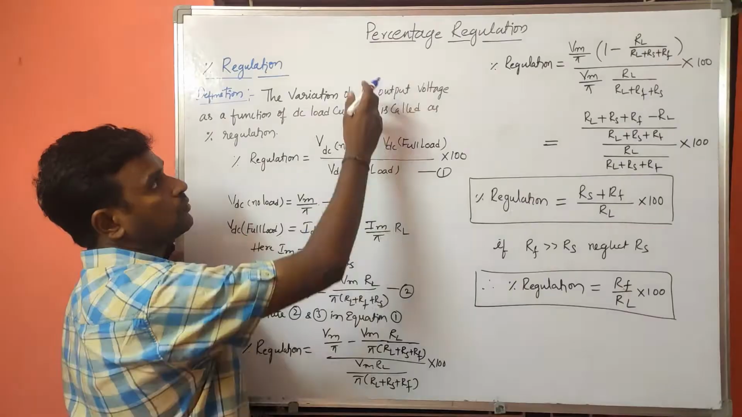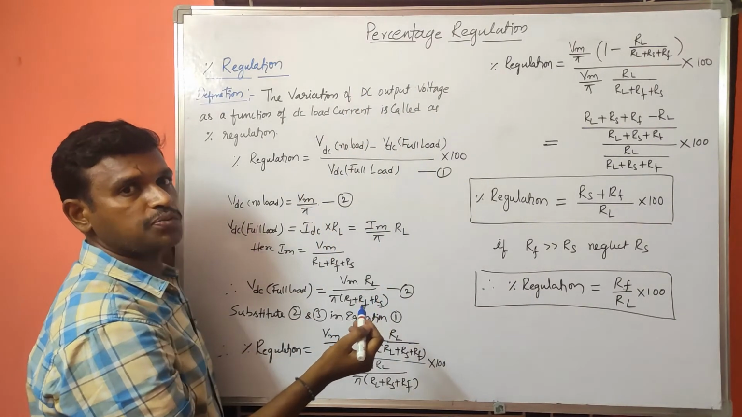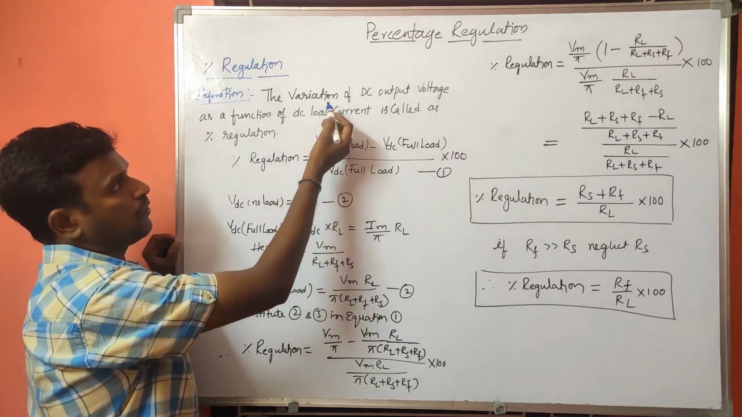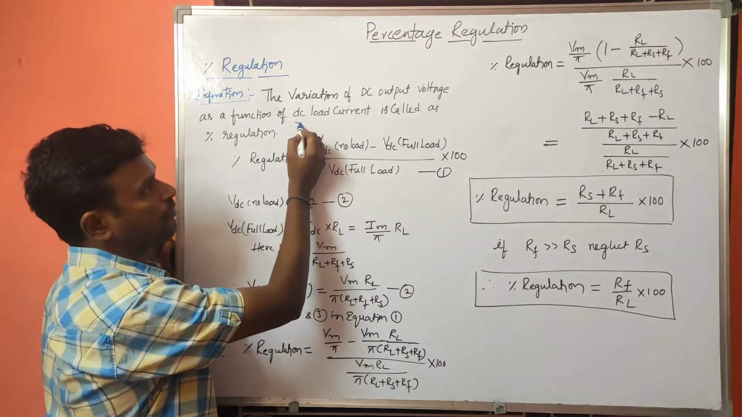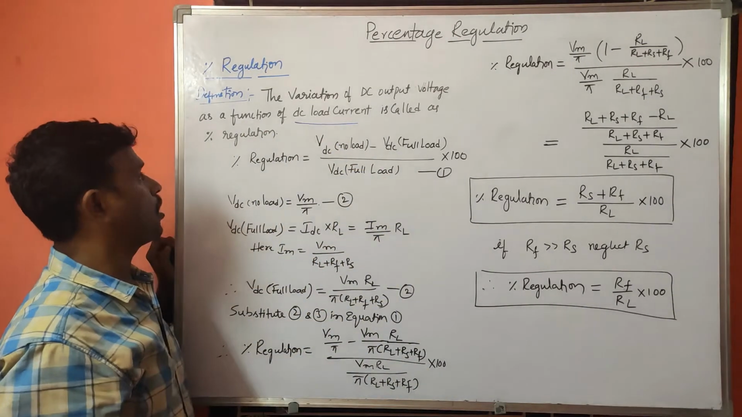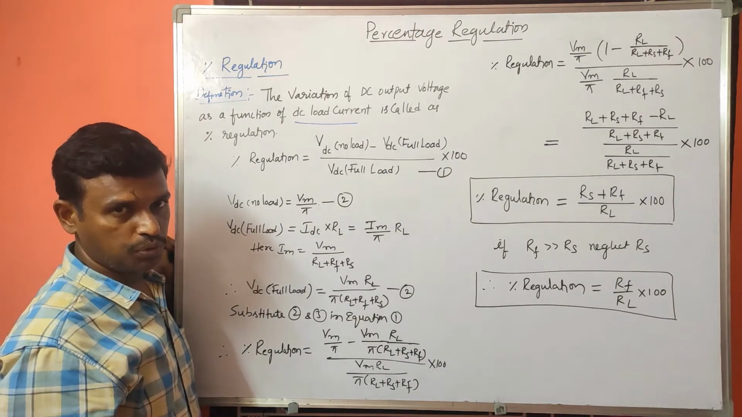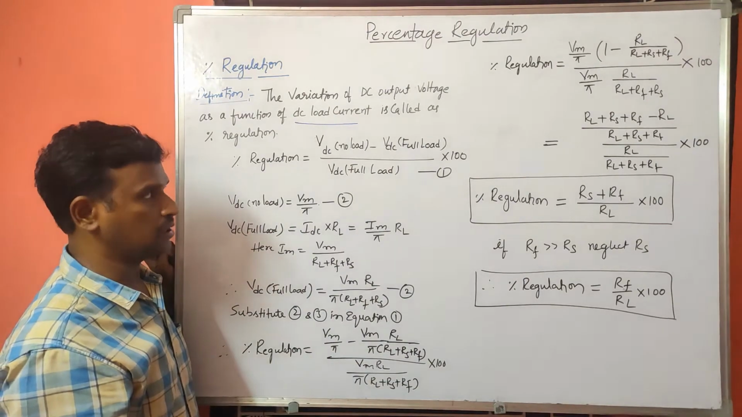Okay. Now we will calculate the percentage regulation. So what does percentage regulation mean? Here we have the definition: the variation of DC output voltage as a function of DC load current is called percentage regulation.